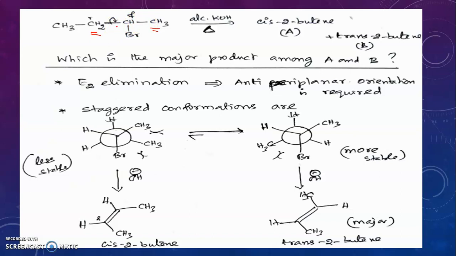But now the question is, in the more stable, more substituted alkene, you will get two possible isomers, cis isomer and trans isomer. Among the two, which is major? How to predict?